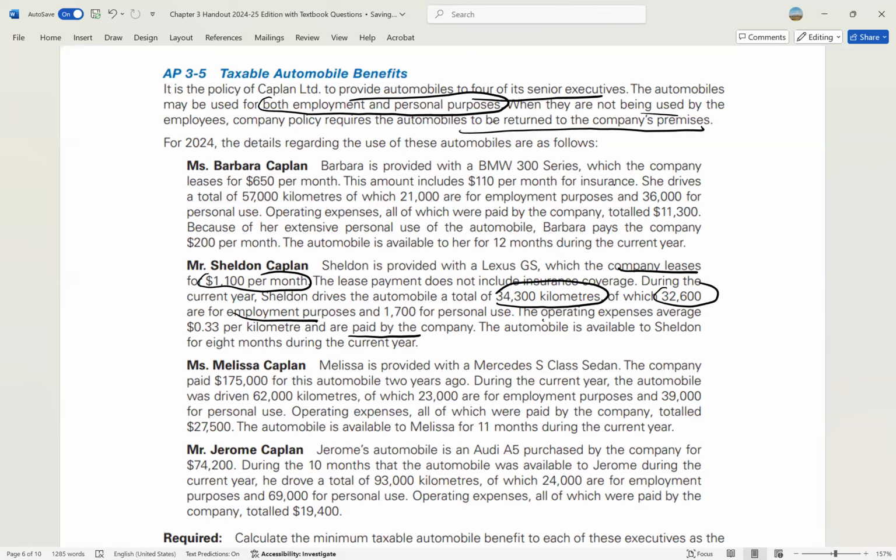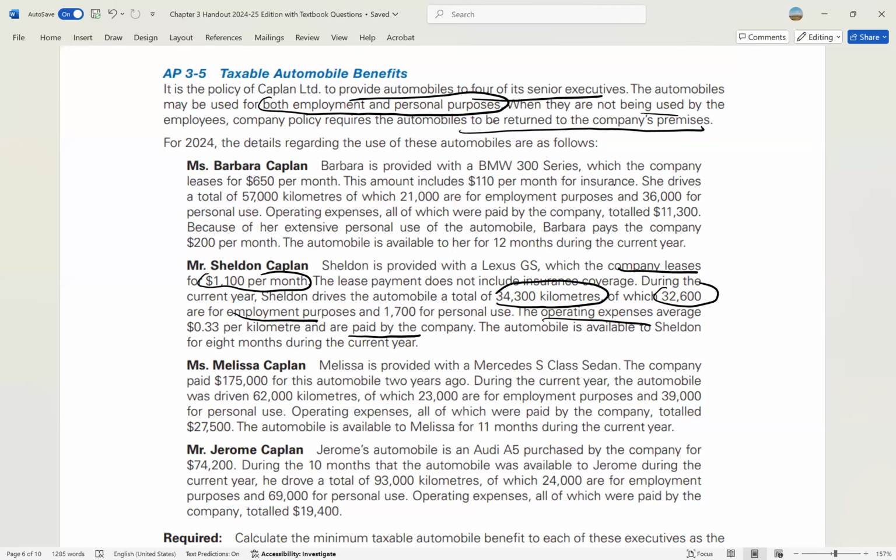So this one's a little bit of a red herring. The operating expenses are paid by the company, so it doesn't relate to Sheldon at all. If Sheldon had paid for some of the operating expenses, then that amount that he paid could reduce the amount of the taxable benefit. But all they're saying is that all of the operating expenses, all the gas, all the repairs, that's paid for by the company, not by Sheldon.